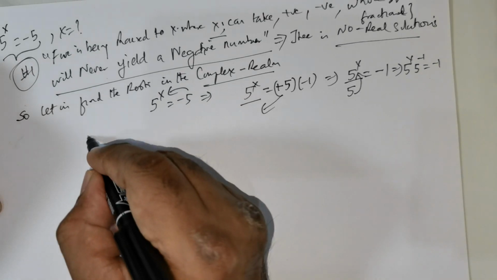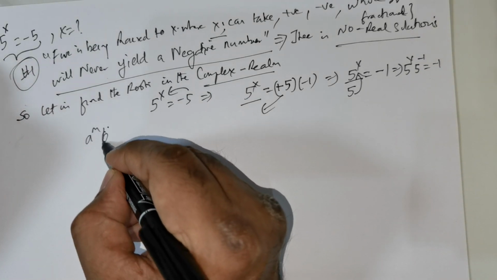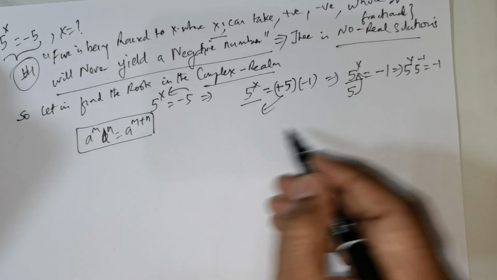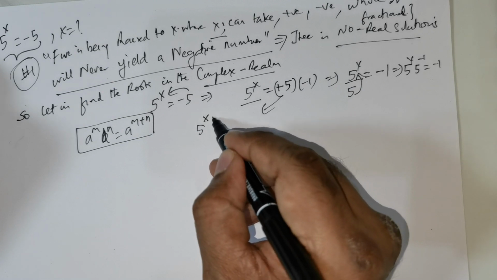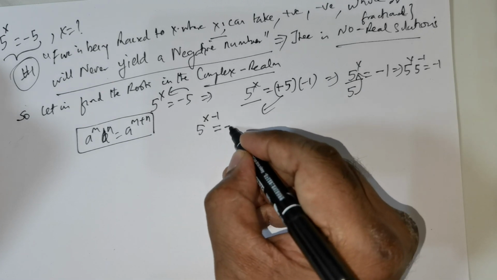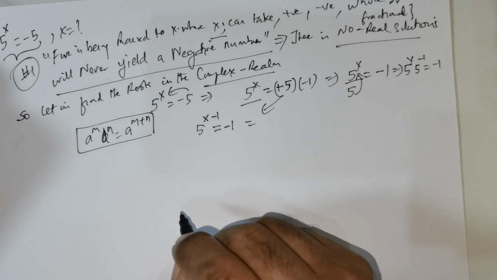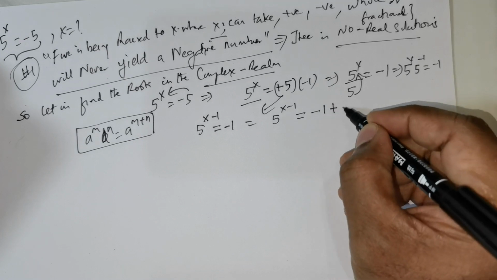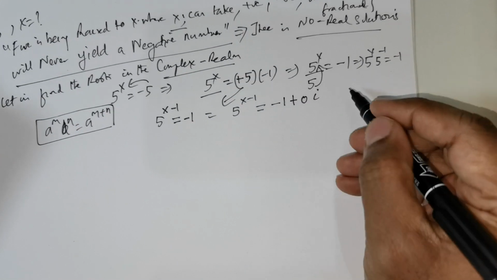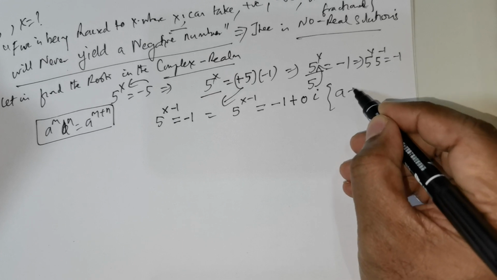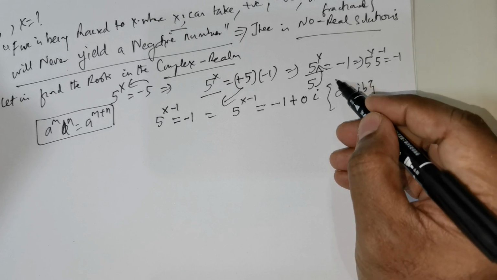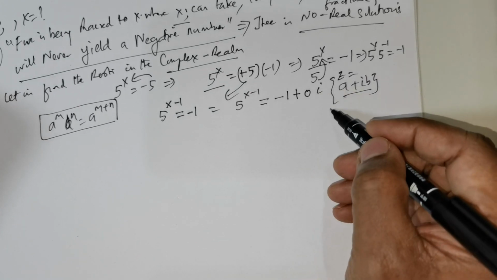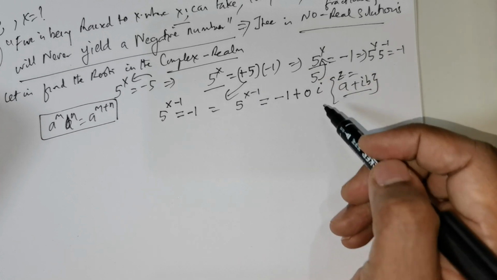Now a raised to the power of m times a raised to the power of n is a raised to the power of m plus n. So this is going to be 5 raised to the power of x minus 1 is equal to negative 1. Now can I write negative 1 as negative 1 plus 0 times i? This means this is of the form a plus ib, a complex number, right? So all of these are accepted.